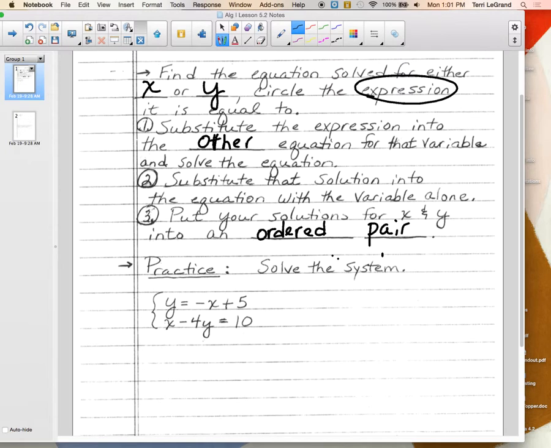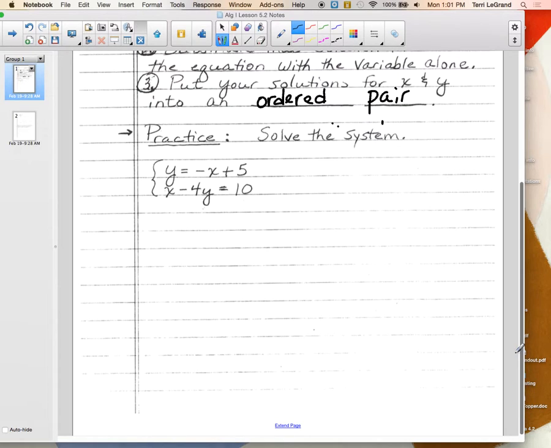So those are the 3 steps we're going to use. And we're actually going to number those steps so that we understand what we're doing in each of them. So the first thing we're going to do is look at the equations in our system and see, are either of them solved for x or for y? So is the first one solved for x or y? Meaning, is the x by itself or the y by itself? The y is by itself, right?